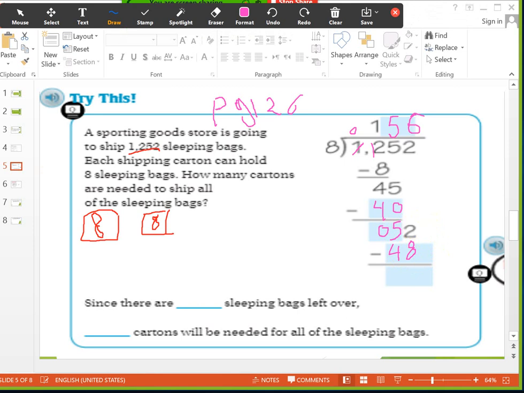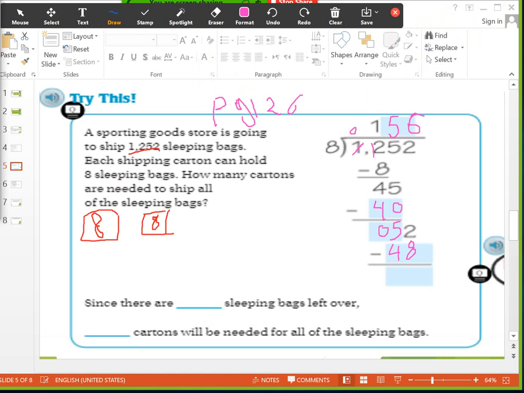2 minus 8 equals what? I can't, so I will borrow from the 5. So this one will be 4 and this one will be 12. Now 12 minus 8 equals what? Equals 4, and there is a 0. Now can I divide 4 by 8? No, I can't. So it will be what? It will be a remainder.